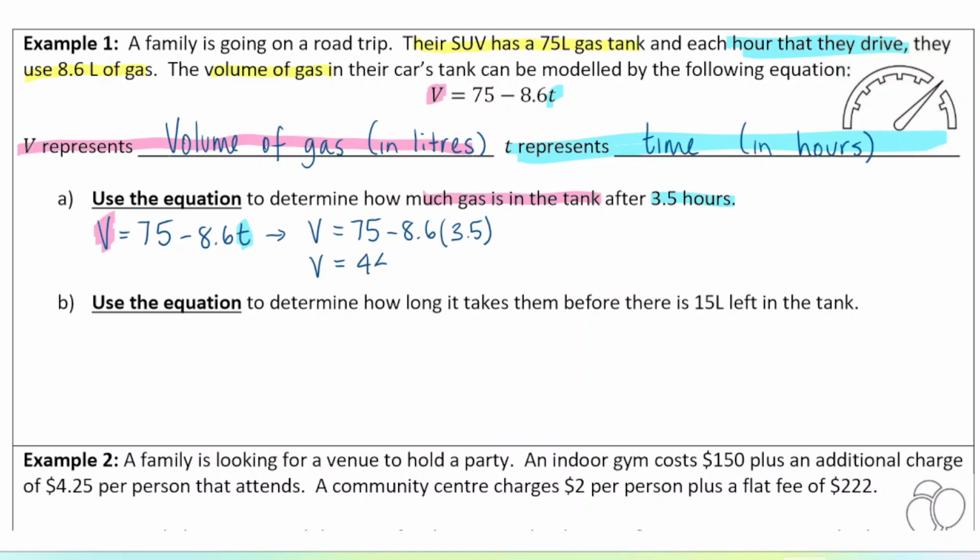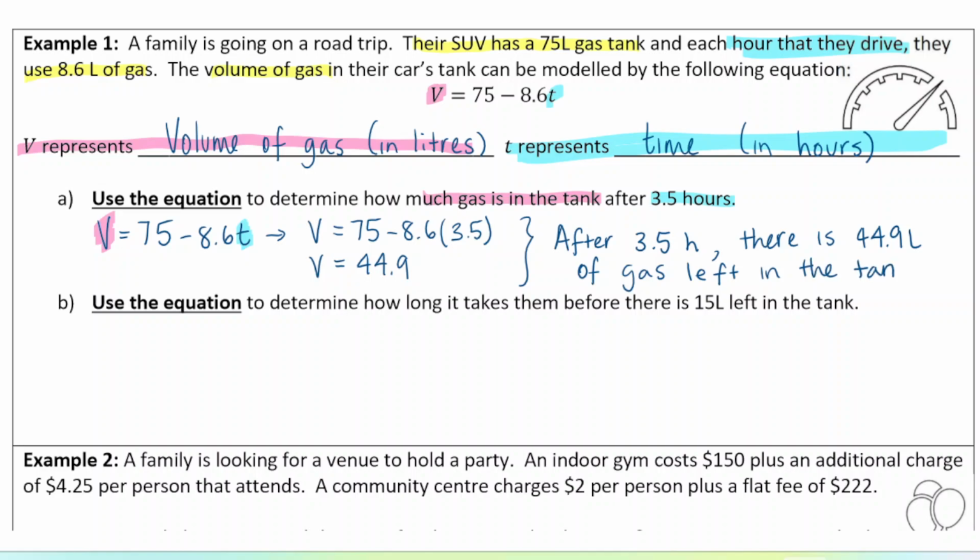and I get 44.9. Now with word problems, it's a really good idea to write your final answer as a little sentence with units. So after 3.5 hours, there is 44.9 liters of gas left in the tank. Okay, next let's solve the next part.